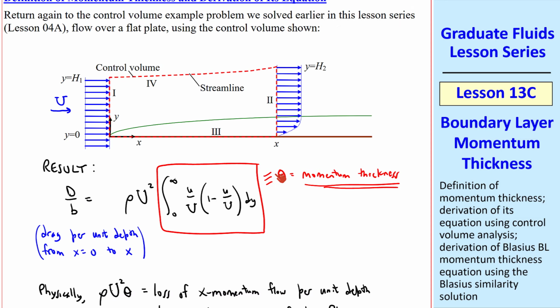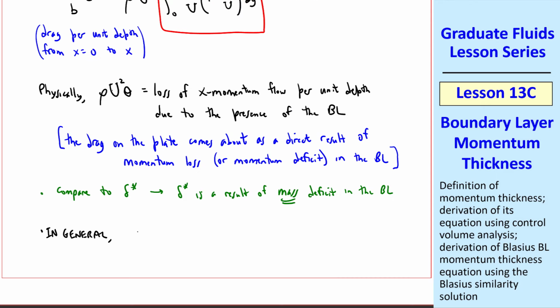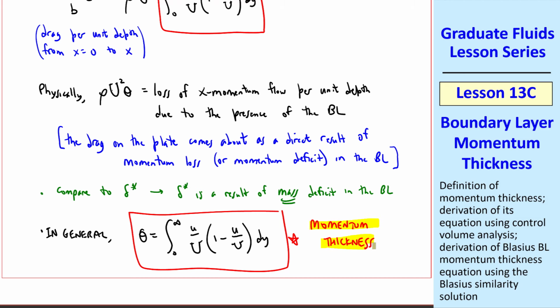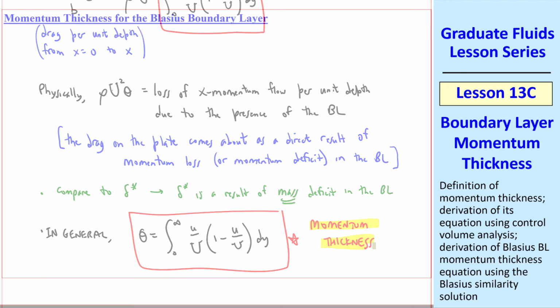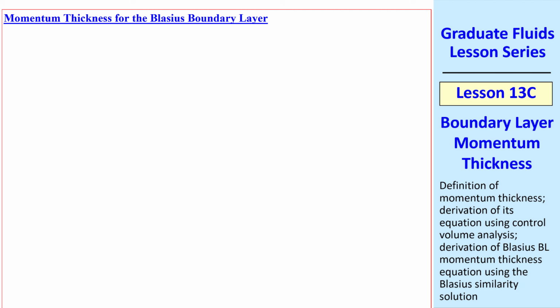Even though we derived this equation for momentum thickness for a flat plate boundary layer, it holds for any boundary layer. So in general, through any boundary layer, theta is the integral from 0 to infinity of u over U times 1 minus u over U dy. This is our equation for momentum thickness. Now let's calculate this momentum thickness for our Blasius boundary layer.